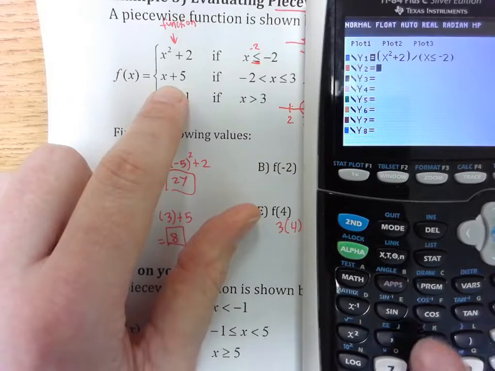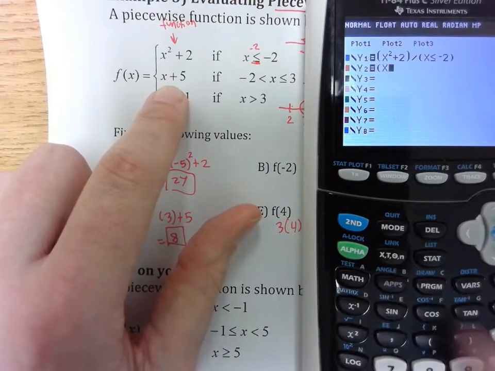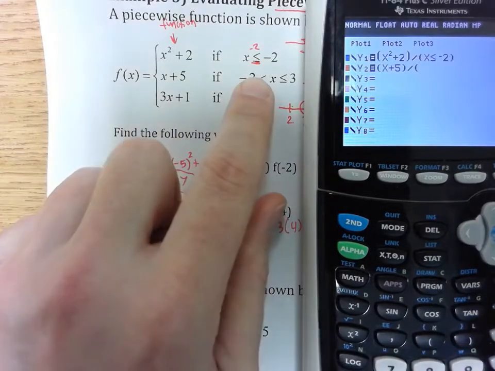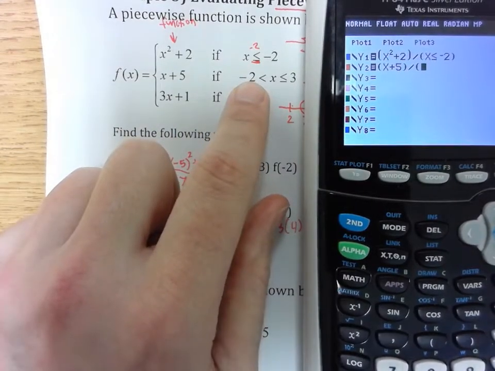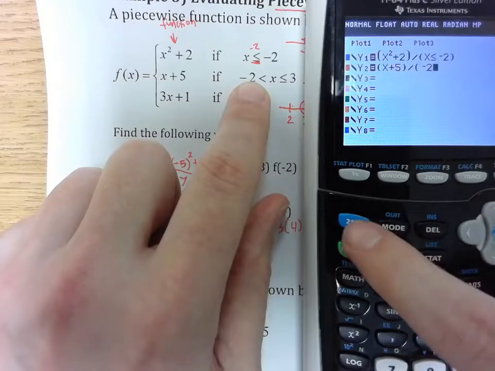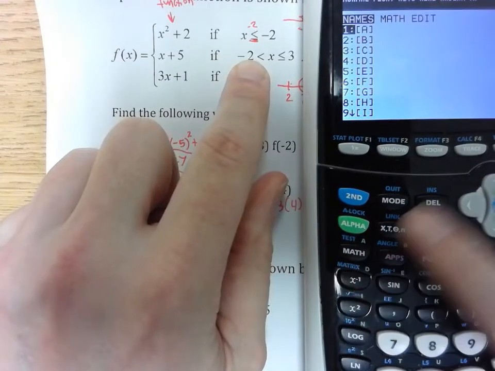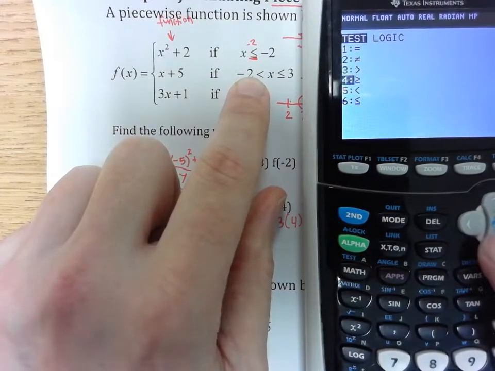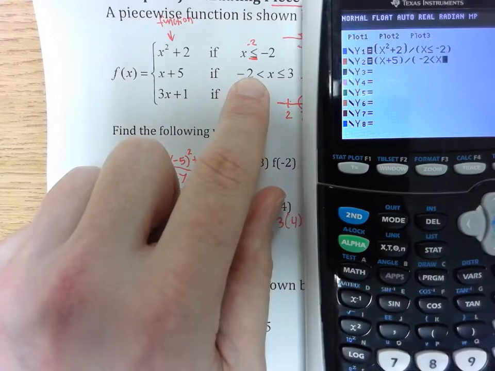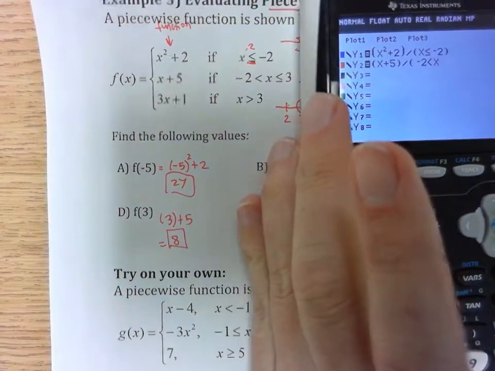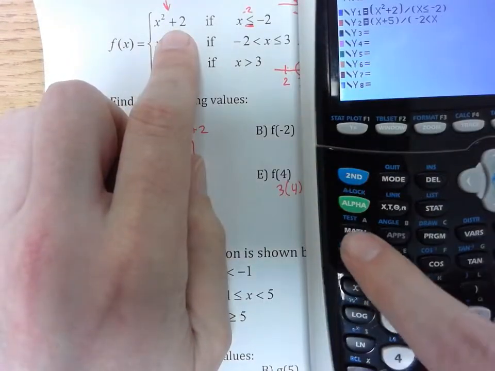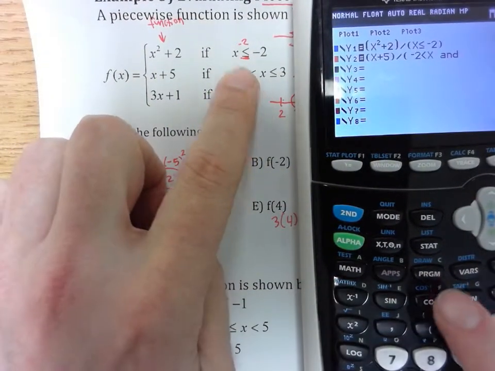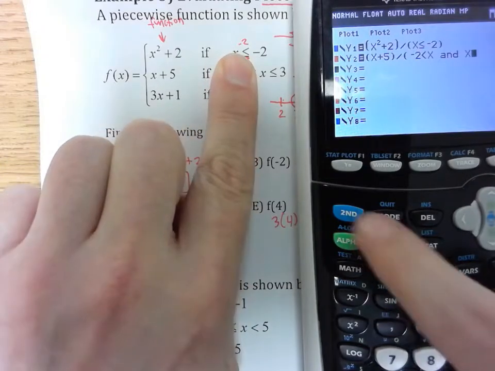Line 2, parentheses, x plus 5, close it up, divided by. Now here's where you got to be very careful. You're going to say -2, second math, less than x. But you have to put the word and. So we're going to do second math again. Go over to logic, do and then you're going to type in x is less than or equal to 3.